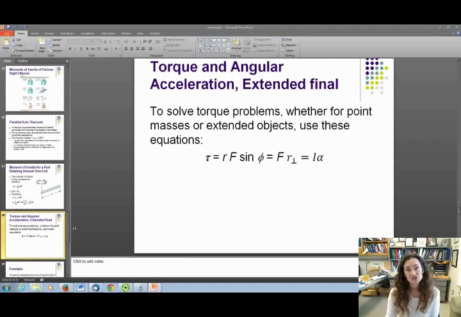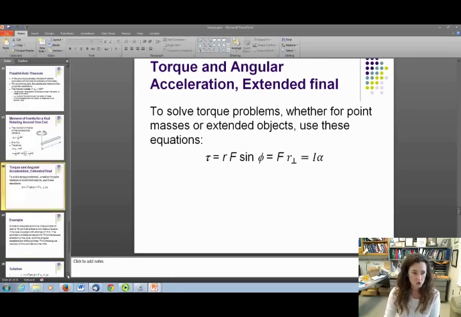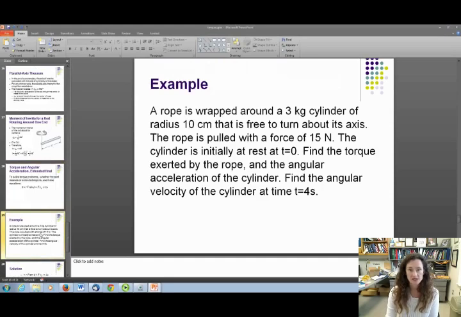Okay, now, to solve some of the torque problems that you'll see in this chapter, it's often required to equate the two equations that we have for torque. Remember, the first equation we defined straight off, and that was r F sine of phi. And then you can set that equal to the moment of inertia times alpha, which was the second equation that we defined for torque. And lots of times you need to use both of these equations in order to solve your torque problems. Let me give you an example.